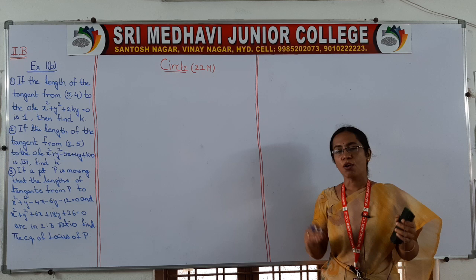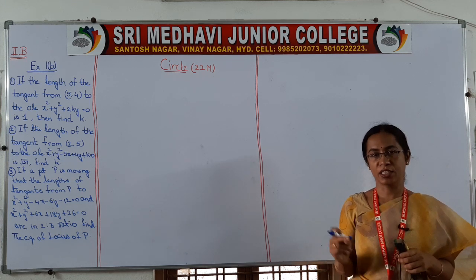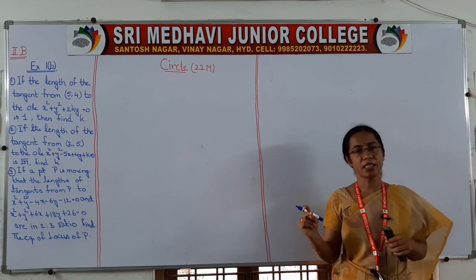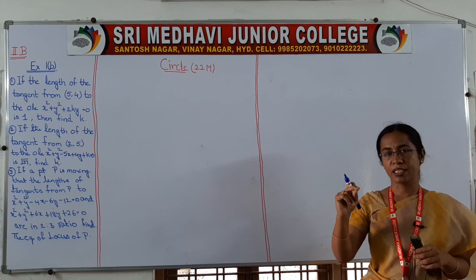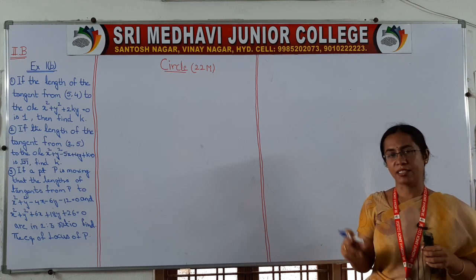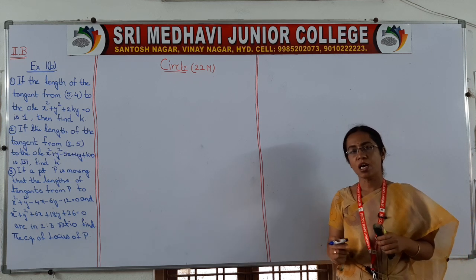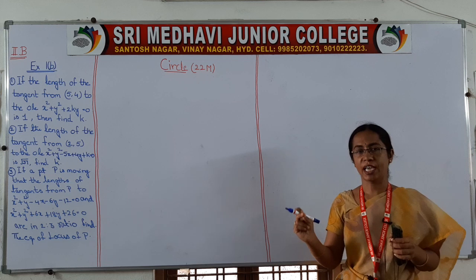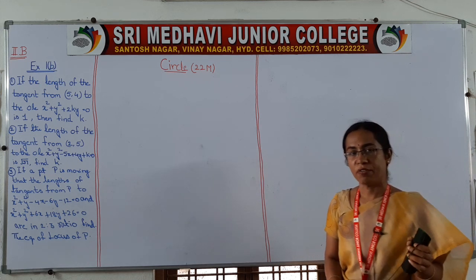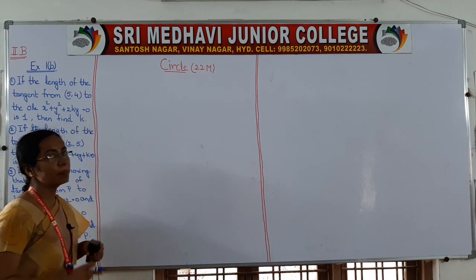After that I have given a small topic, length of the tangent from a point to the circle. What is meant by tangent? If a line touches the circle at only one point, that is called the tangent. Tangent means nothing but the line, and its formula is also given to you. Length of the tangent is equal to root S11. We will solve the exercise problems today.